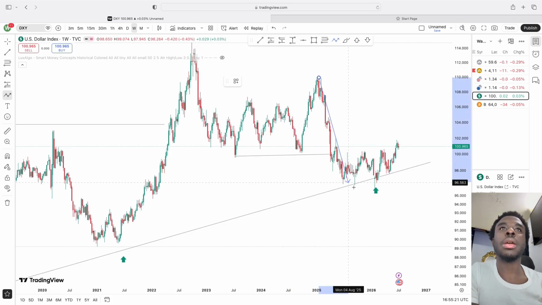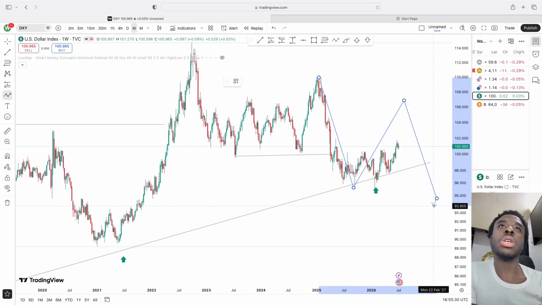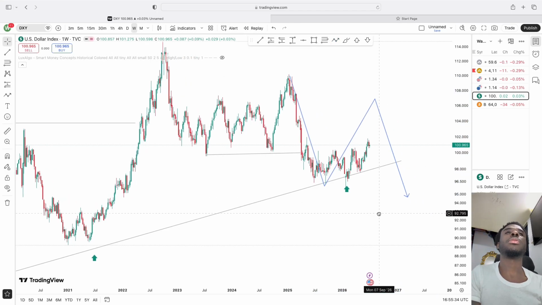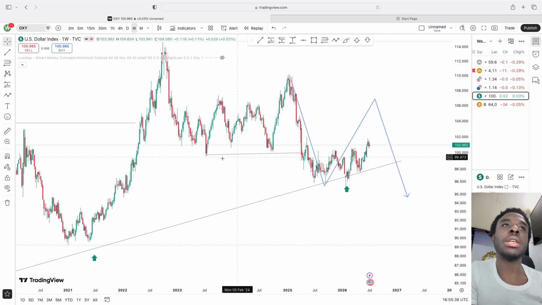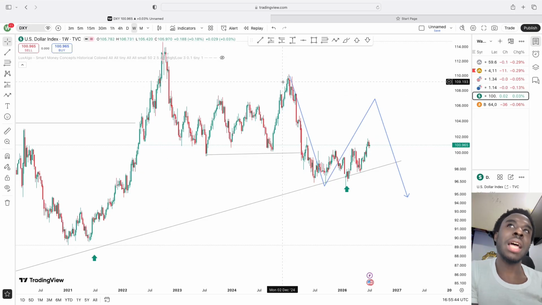Since we got a break of structure or change of character from here, we expect something like this, a pullback into a supply or resistance zone, and a continuation to the downside. We're expecting something like this, right? We're expecting something like this because this low has been broken and this previous high couldn't get broken, right?